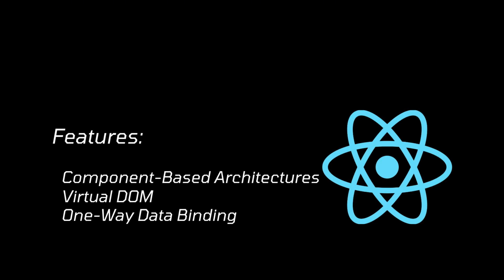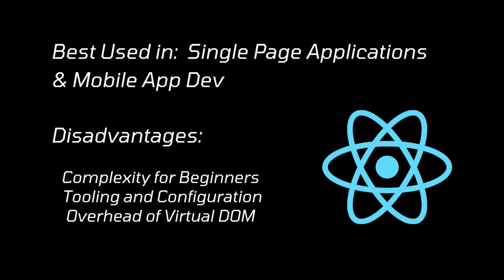Here are the top 3 features of React. Number 1 is component-based architecture. In React, you create reusable and self-contained UI component that encapsulates their own state and behavior. Number 2 is virtual DOM. This process minimizes actual DOM manipulation, resulting in faster rendering and better performance. Number 3 is one-way data binding. React follows an unidirectional data flow, which means data flows in one direction, from parent components to child components. React is best used in single-page applications and mobile app dev.